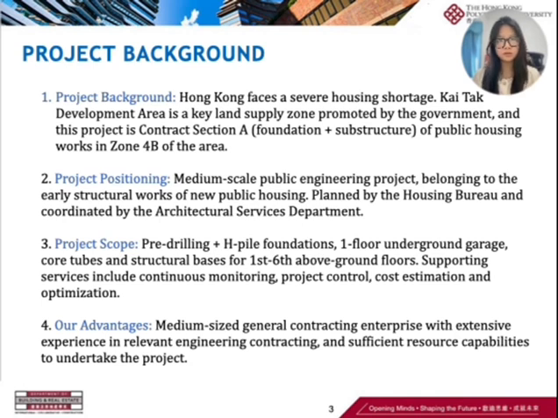Hong Kong faces a public housing shortage. Kai Tak Development Area is a key land supply zone promoted by the government. This project is to construct Section A of the public housing works in Zone 4B of this area. For the project positioning, it is a medium-scale public engineering project belonging to the early structural works for new public housing, planned by the Housing Bureau and coordinated by the Architectural Services Department.